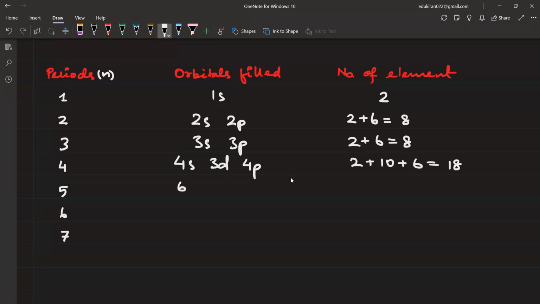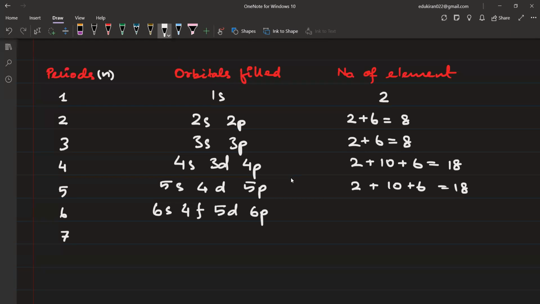Then after 4s we'll have 5s, 4d, 5p. This will be also 2 plus 10 plus 6, which will be equal to 18. After 5s, we'll have 6s, 4f, 5d, 6p. This will be 2 plus f will have 14 plus then 10 and then plus 6. This will be equal to 14 plus 2, 16, 10 plus 6, it will be 16, 32 elements.